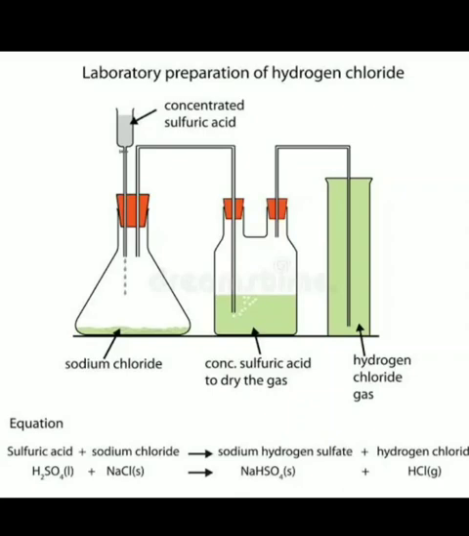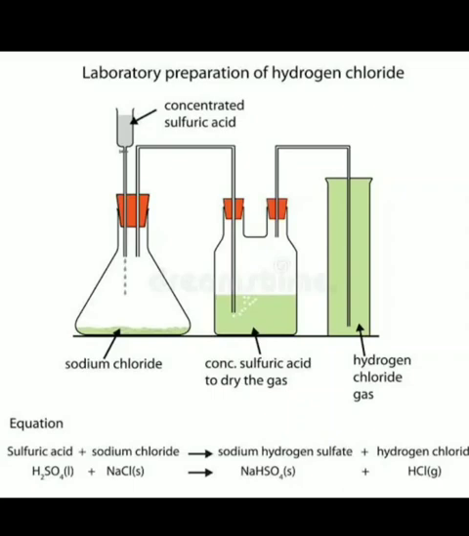So we have to collect it by upward displacement of air, because hydrogen chloride is heavier than air. Here the question is, in which method we have to collect hydrogen chloride gas? The answer is upward displacement of air, because hydrogen chloride is 1.28 times heavier than air. So it will be pushed downwards through the delivery tube, and the air will go upward. So we have to collect hydrogen chloride gas by upward displacement of air.